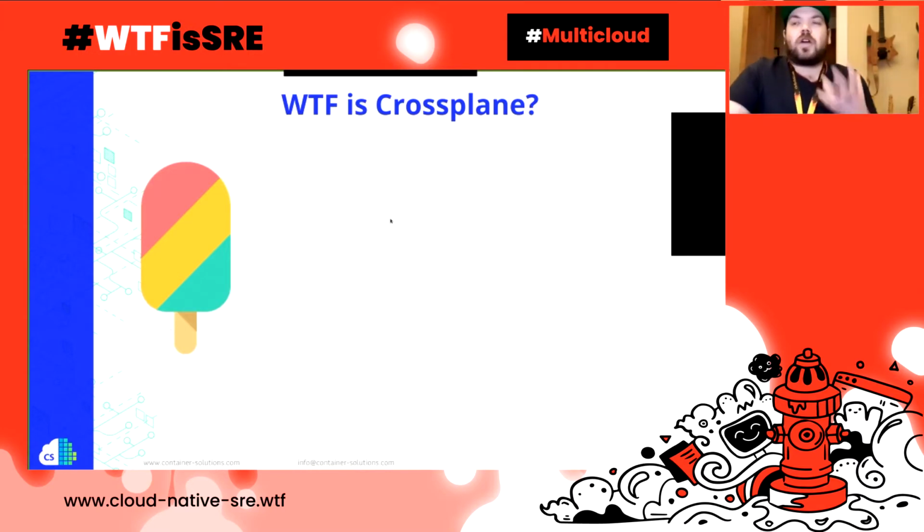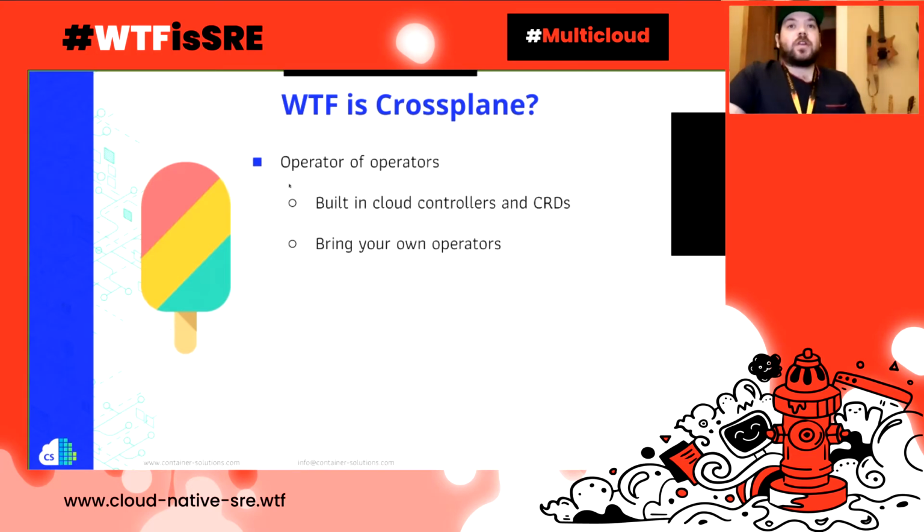But diving in, Crossplane is a very large and complex project, so I'm going to try to distill the killer features before we start looking at how it works. So it's an operator of operators. It comes with controllers and CRDs for AWS, Google, Azure, Alibaba, Helm if you want to use it on a local cluster, and then a number of other cloud providers. But you can also bring your own operators. So if you're using, say, the Postgres operator to deploy a database locally on your local cluster, you can incorporate that into Crossplane using composite resources, which we'll get into in a moment.